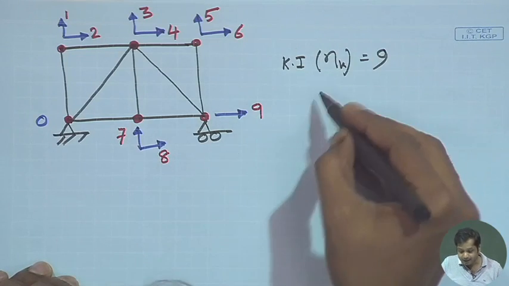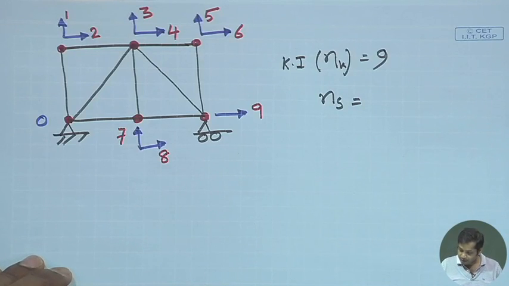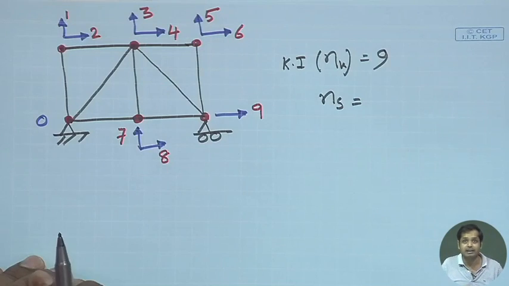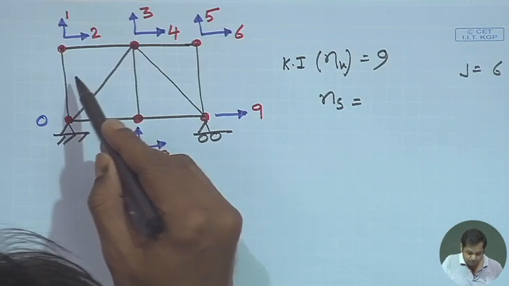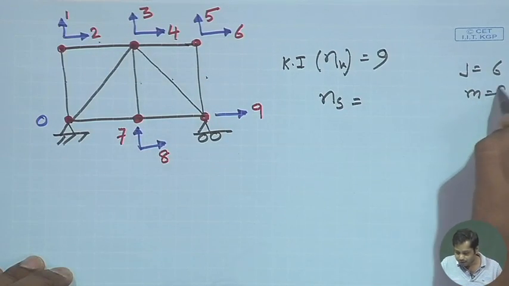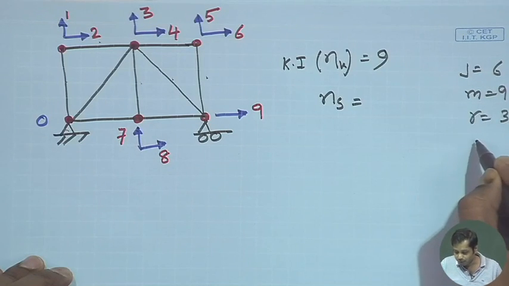Now, what is static indeterminacy? Static indeterminacy NS: check how many joints we have. 1, 2, 3, 4, 5, 6 joints. So, J is equal to 6. How many members we have? 1, 2, 3, 4, 5, 6, 7, 8, 9. So, members M is 9 and the reactions R is equal to 3. So, we know that 2J.